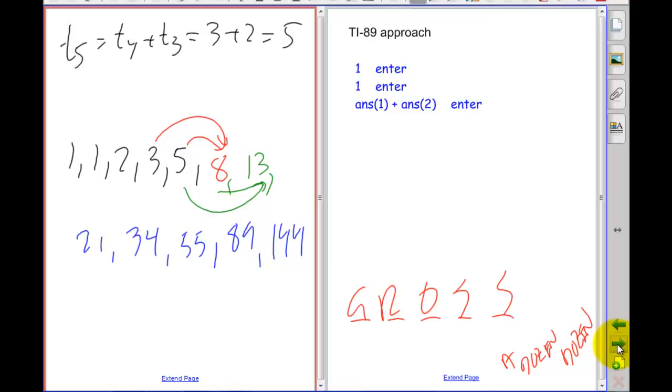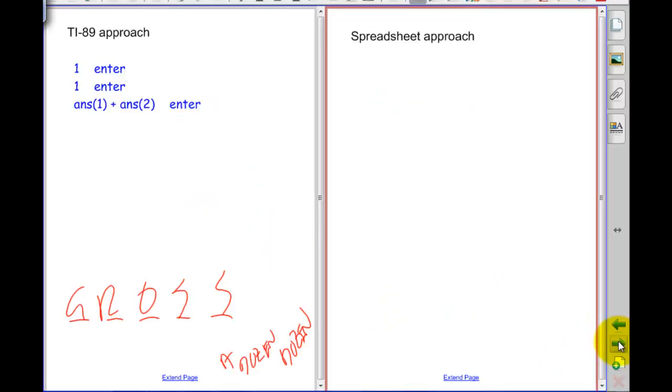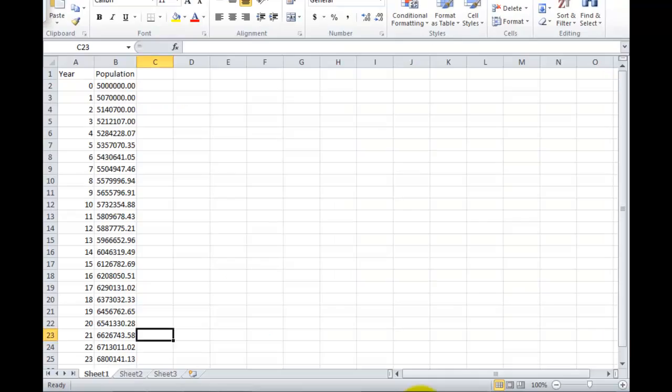It's 12 squared. Now, I want to do this on the spreadsheet. Now that you're all fully trained, I'm randomly going to pick a volunteer.